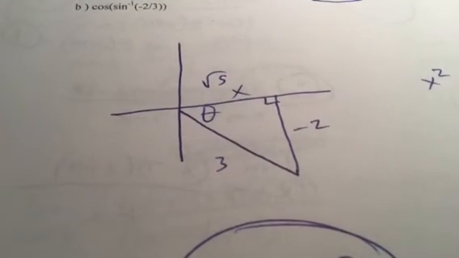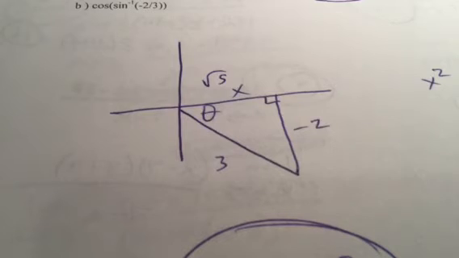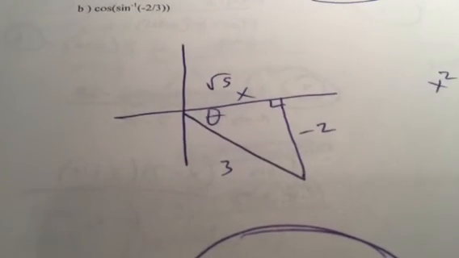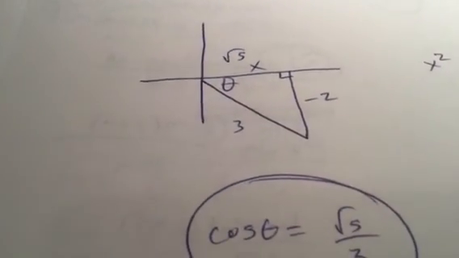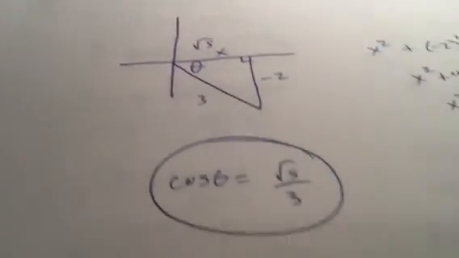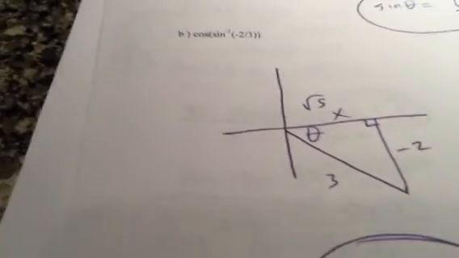Folks, I need to draw an angle that has a sine of negative 2/3. Sine inverse gives you answers in the fourth and first quadrant, so that's why I wrote it there. Pythagorean theorem gives us root 5. All right, so the cosine of that angle, which is what I want, is root 5 over 3.